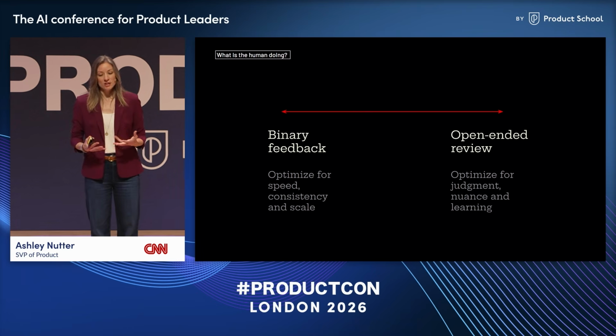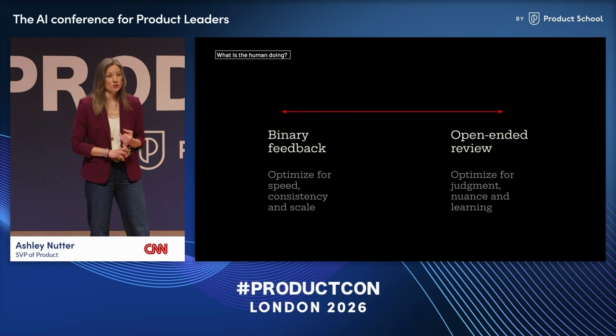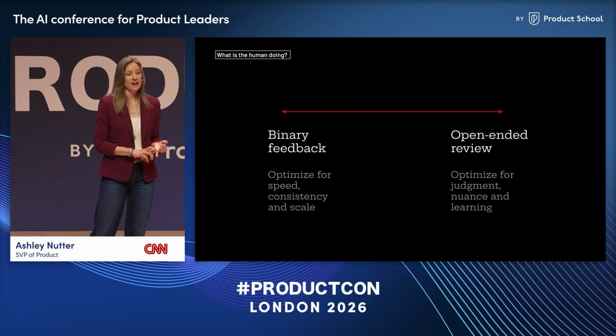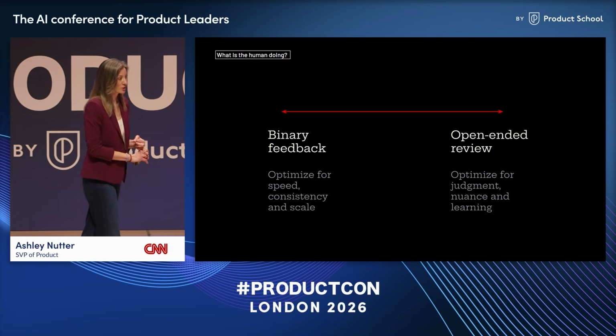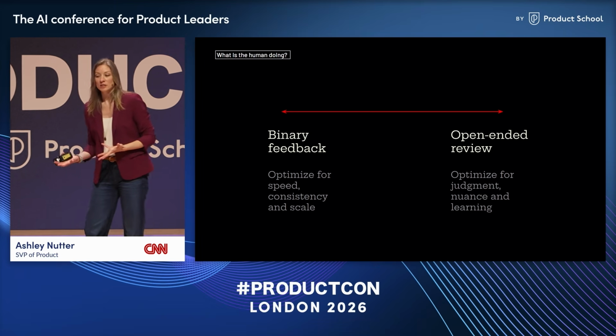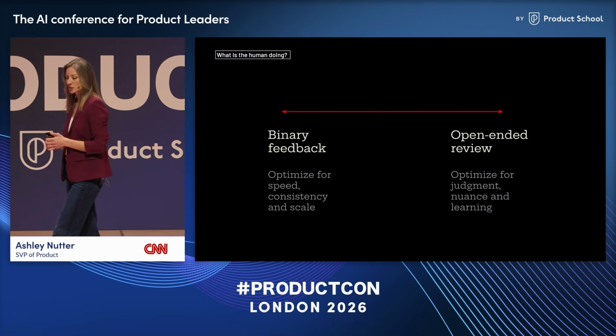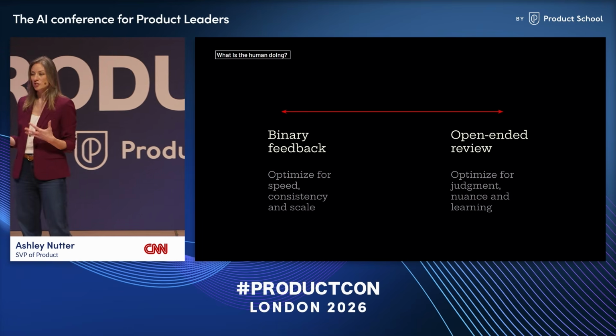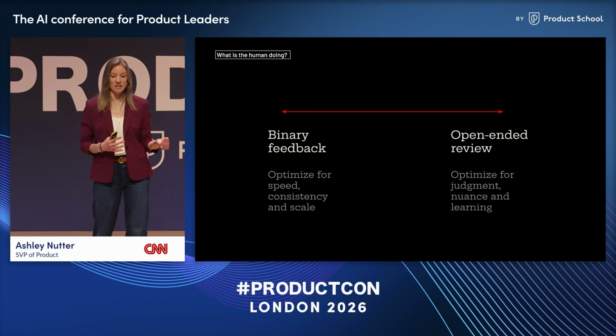So you want to use binary review when the decision criteria are very clear and the risk is very well understood. So that could be something like, does a certain user behavior violate a policy? In this case, the job of the human is not to teach the model, it's really to gate a specific action.